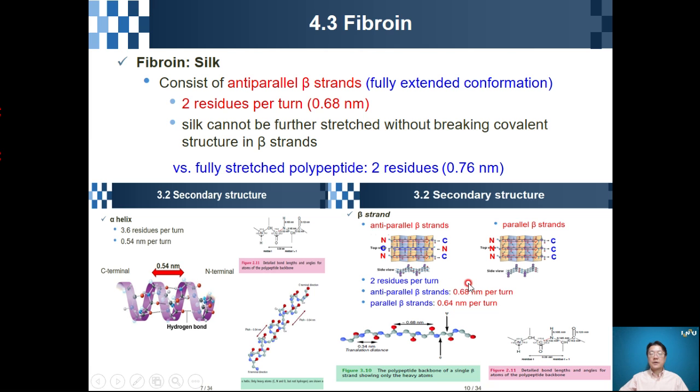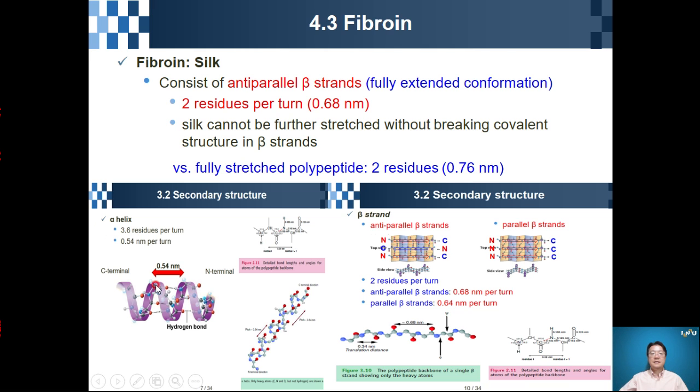But how about the fully stretched polypeptide? We learned that the separation distance between one amino acid and the next, one residue, is about 0.38 nanometer. Two residues is 0.76 nanometer. So if you compare, the antiparallel beta strand, with two residues per turn, progresses 0.68 nanometer. So it means that the antiparallel beta strand is in a nearly fully extended conformation.